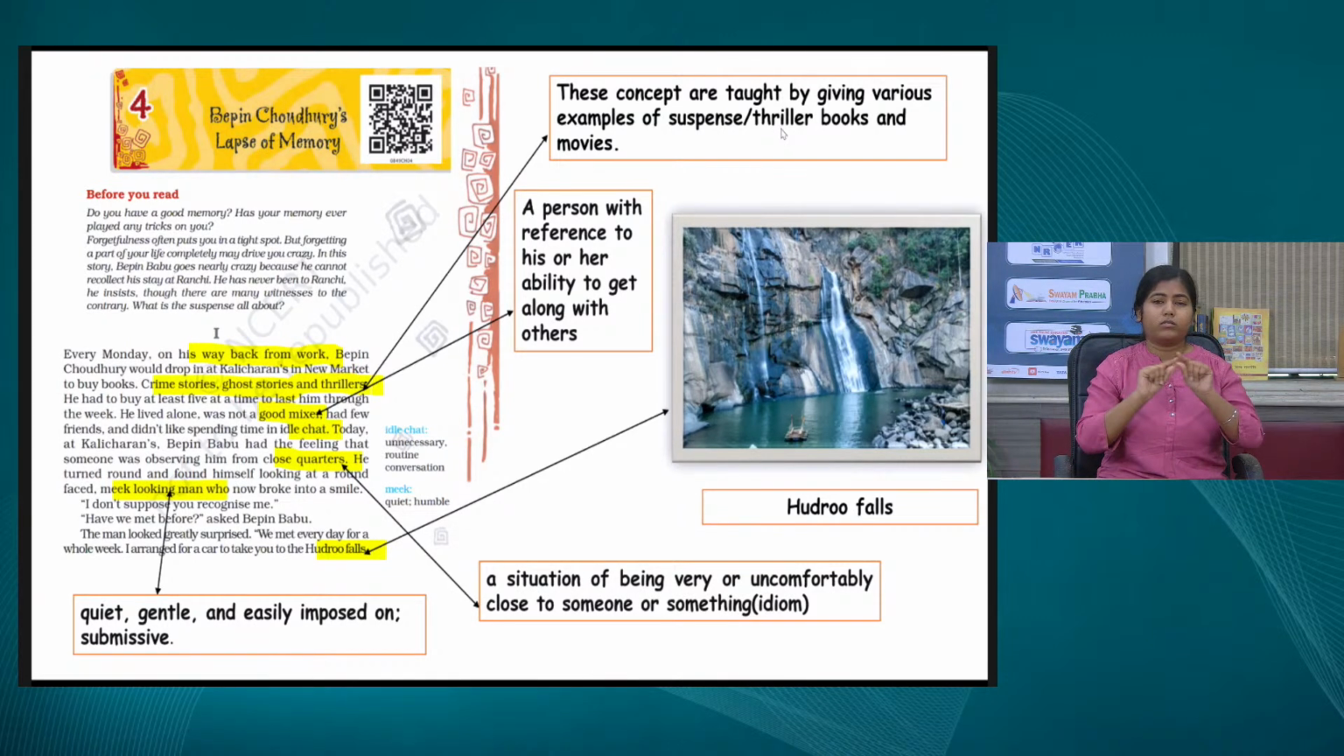So for example, in this particular text, you can see that there is a word called good mixer. I have earlier told you that Bepin Choudhury was not a very social person. He didn't like to socialize with friends. So who is a good mixer? A person with reference to his or her ability to get along with others. So there is a reference to Choudhury Falls here. I have tried to show my students the picture of Choudhury Falls. It is in Ranchi actually, which Ghosh has told Bepin that he has been to Ranchi. So therefore there is a reference to Choudhury Falls here.